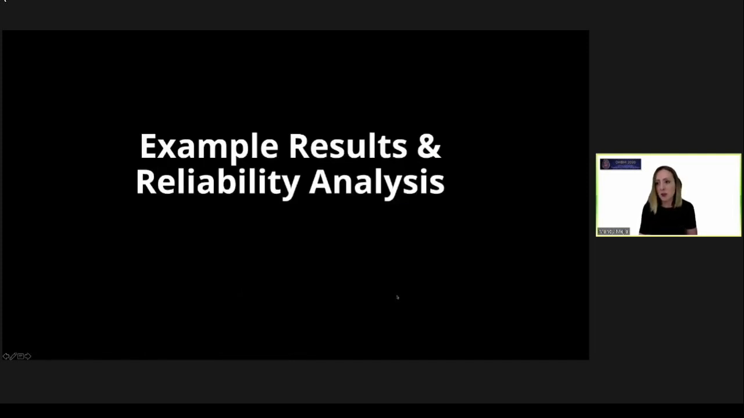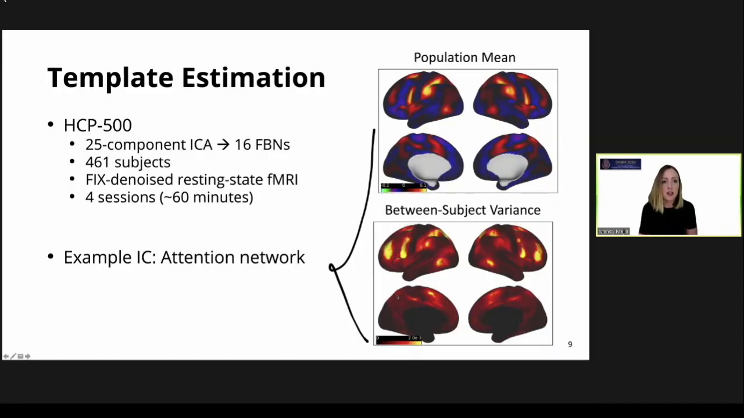Now I'll show some example results and a brief reliability analysis. We estimated a template based on data from the Human Connectome Project 500 subject release. We chose 16 brain networks for the template from the 25 component ICA from the HCP. And we estimated the mean and the between subject variance of each of those networks based on resting state data from 461 subjects. I'm showing an example IC which represents an attention network here.